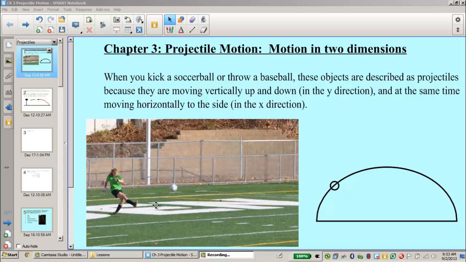So here Megan is kicking a soccer ball, it's moving in the x and it's moving in the y direction at the same time. This is a pretty bad drawing. I doubt it's a parabola. It might be, but I doubt it. This is showing you that the flight of the ball is both x and y component.